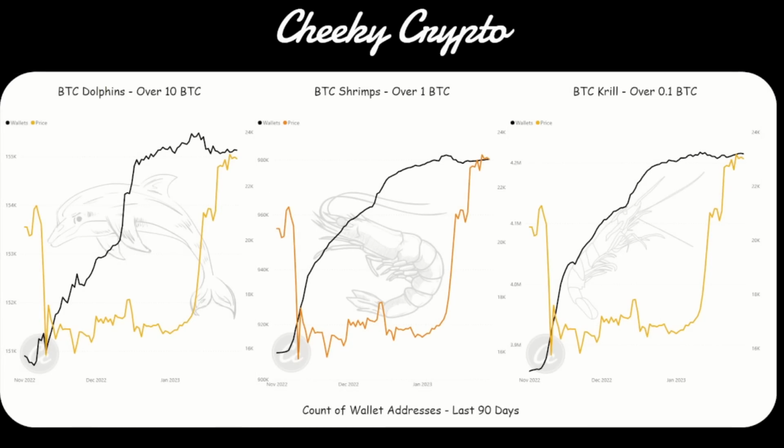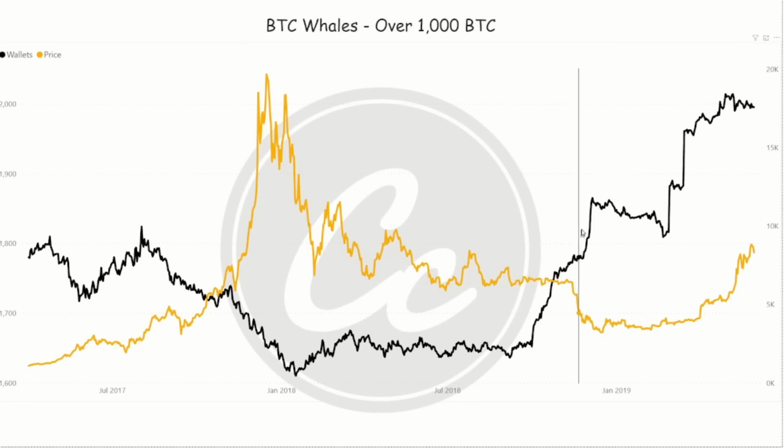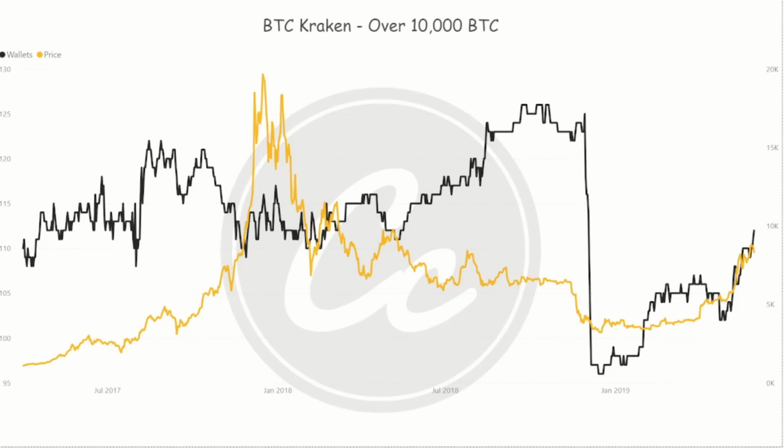Now, if we come over to 2018, we can see that there was a transfer of wealth between the shrimps, the over 1 Bitcoin players, right? These ones here, where they sell during this flat period, and the whales are buying during this flat period, right? The Kraken wallet during 2018's bear market was accumulating, and they accumulated during the bear market and then basically flooded the system, making so much Bitcoin available to be sold, or on the market to be bought, I should say.